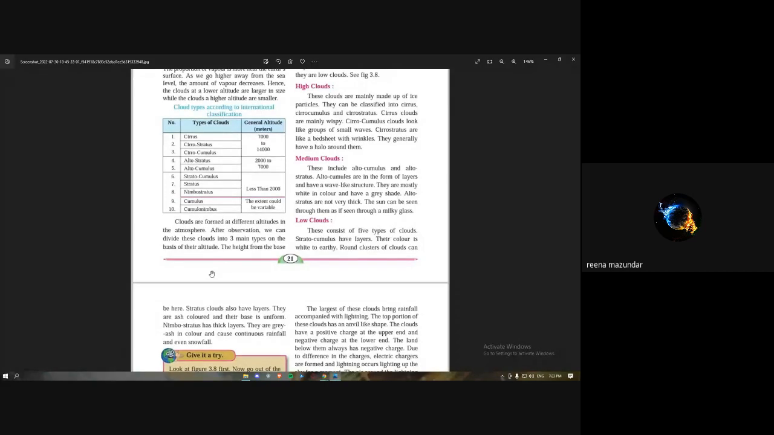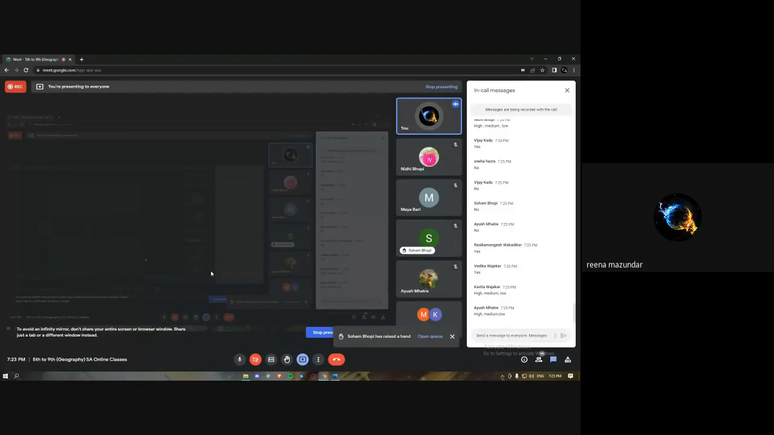3 types of clouds on the basis of their altitude. Ma'am, can I? Yes? High clouds, medium clouds, and low clouds. Okay, that much only I want. Anybody else who has put in the chat box 3 types of clouds? Kavita: high, medium, low. Ayush also: high, medium, low. Very good. Anybody else want to give the answer?